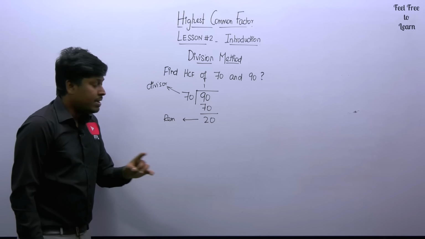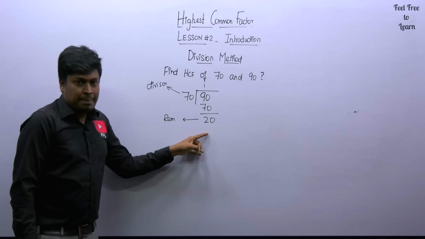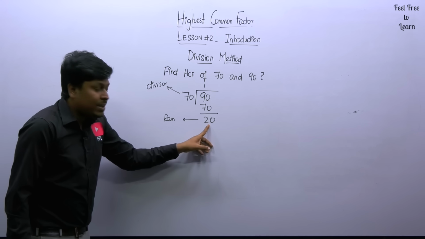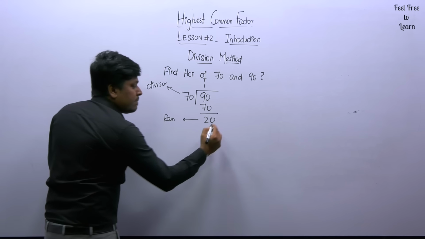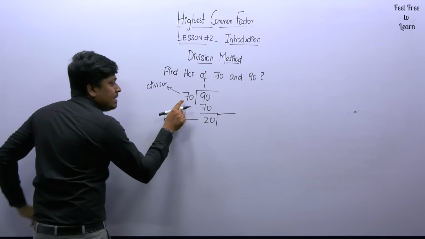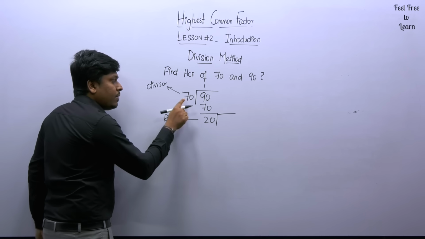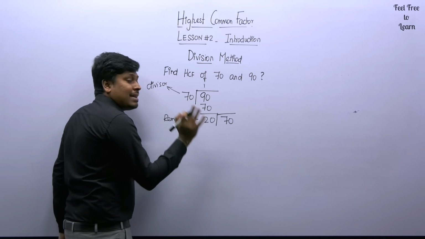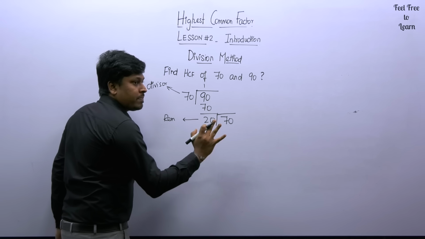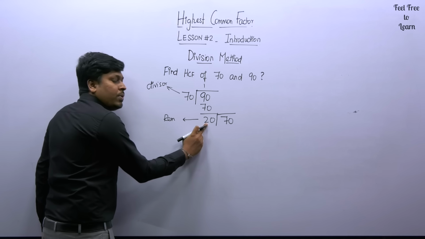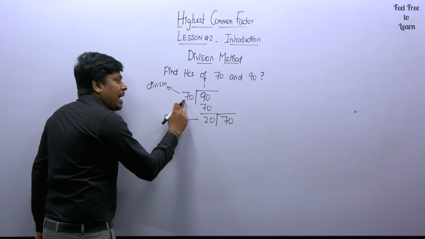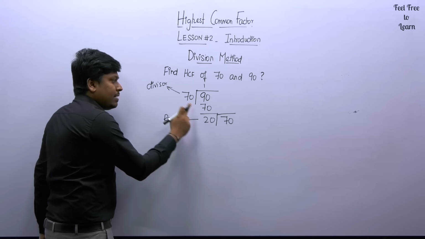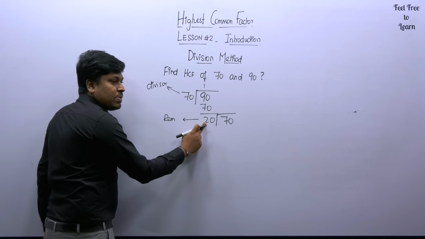Just listen carefully. We have to divide the number until we get the remainder as 0. But the remainder we got here is 20. The next step is, you need to divide the divisor by the remainder. What is the divisor here? 70. Put 70 here and repeat the process until we get the remainder 0. Got it? So we are not getting 0 here. What is the next step? So divisor here is 70, remainder 20, now divide.